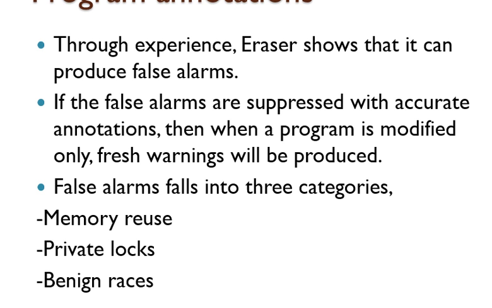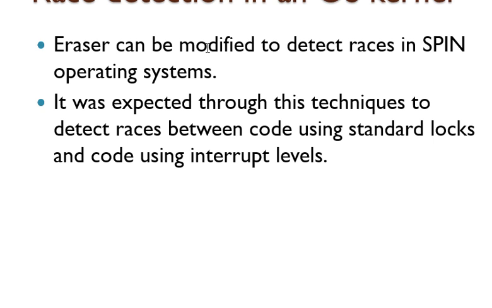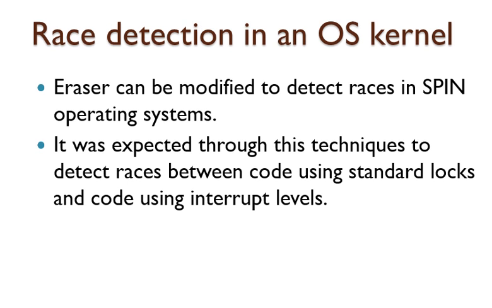That's what I referred to in the research paper. And the next one is race detection in an OS kernel. What I understood by this is, systems that integrate thread and interrupt processing may have less trouble in finding solutions. That's what they are really trying to say in this. And Racer can be modified to detect races in SPIN operating systems, and it was also expected through this technique to detect races between code using standard locks and code using interrupt levels.